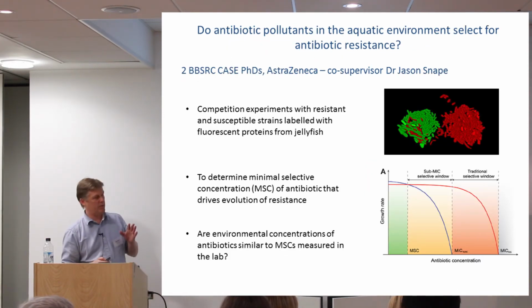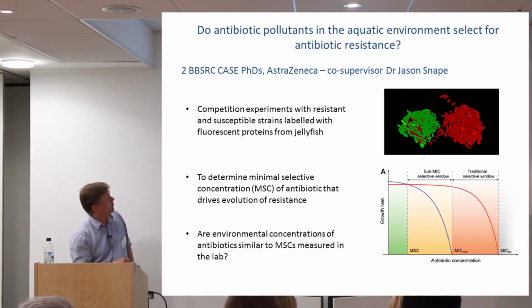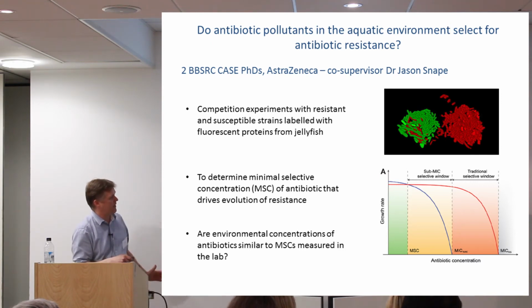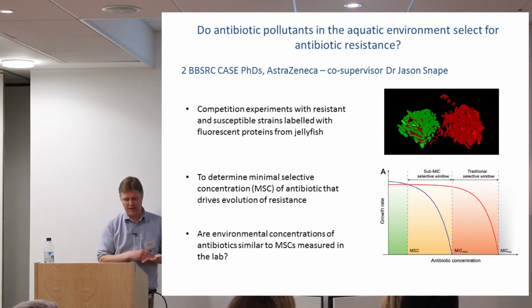So again with AstraZeneca, with Jason Snape, we've got one PhD student and another one starting in October to use sort of experimental evolutionary techniques to look at selection. So we can use fluorescently marked isogenic pairs. So they're identical apart from one has a resistance gene and the other doesn't. So you can then compete those against each other at different concentrations of antibiotics, and you can work out what the minimum selective concentration of the antibiotic is.